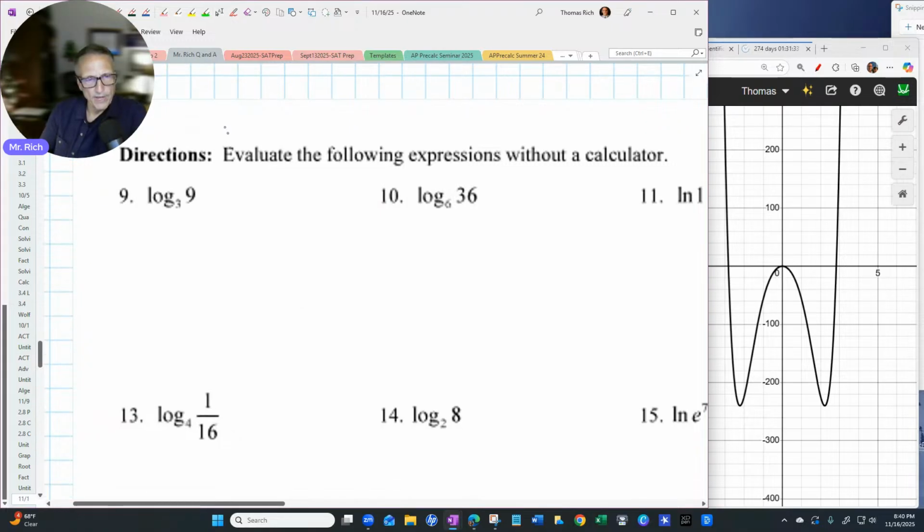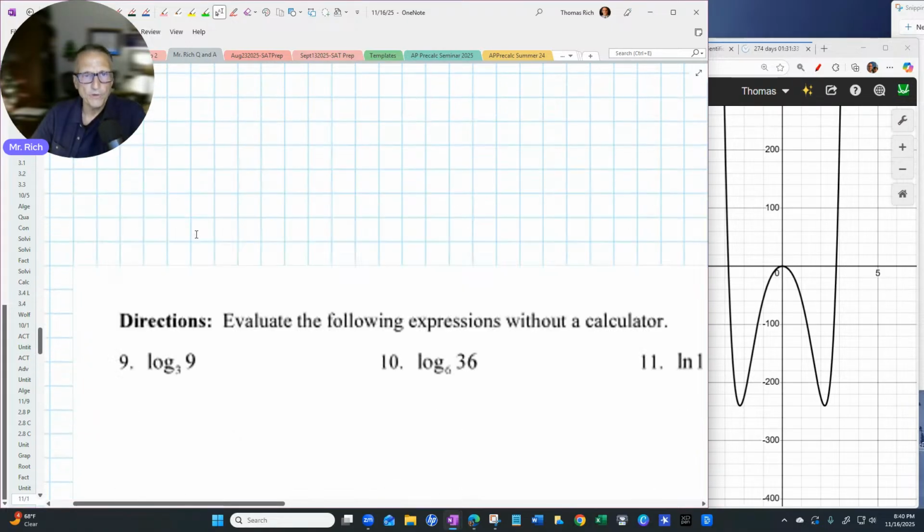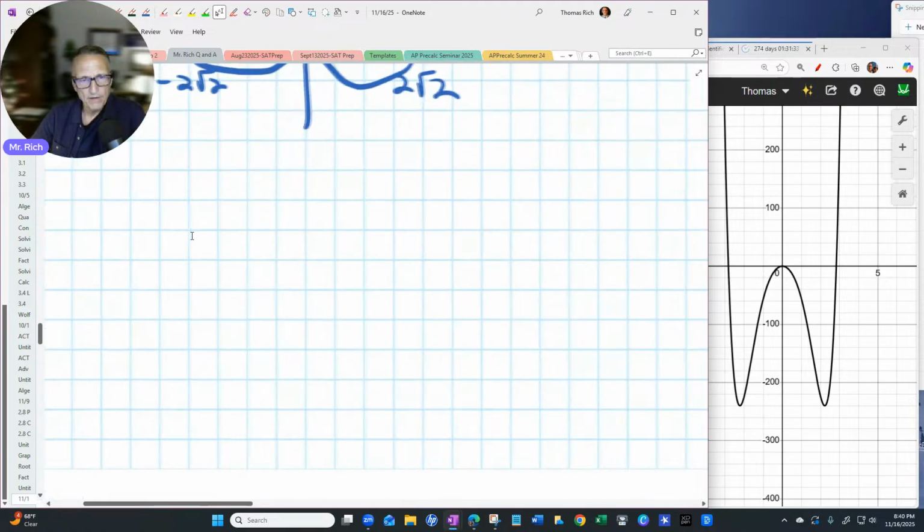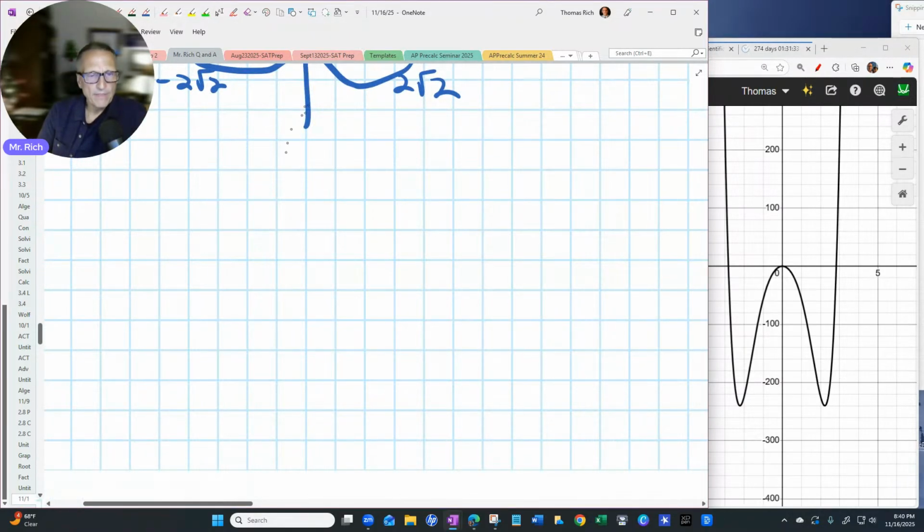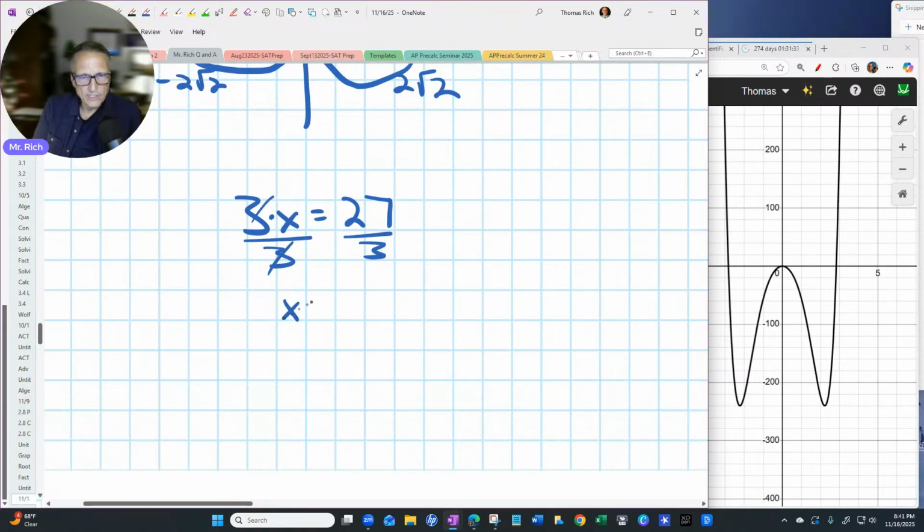In order for me to show you how to evaluate these properly, I want you to understand something extremely important about logs and exponentials. If I were to show you an equation, I'm going to insult your intelligence here for just a few minutes. You all know that 3x equals 27. If I was to use algebra to solve for x, I want to use the inverse operation of multiplication. I want to get rid of this multiply by 3. And you know that the inverse operation of multiplication is division. So I'm going to divide both sides by 3 right here. And when I do that, I get x equals 9.